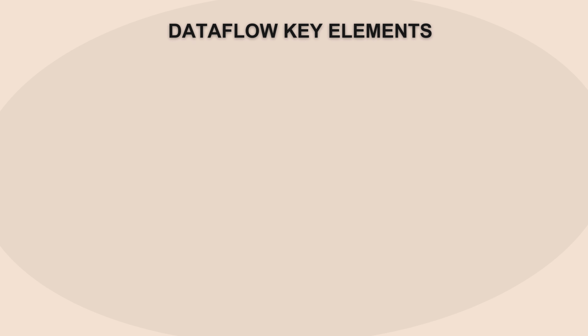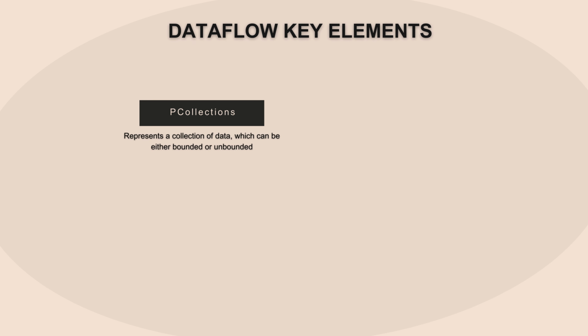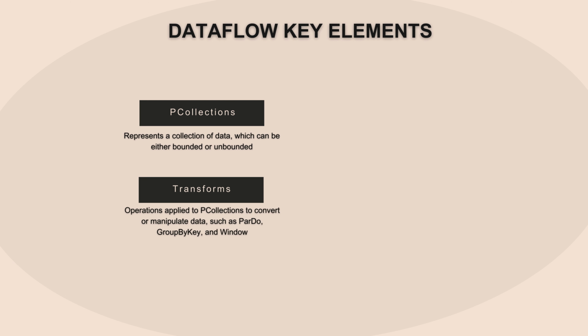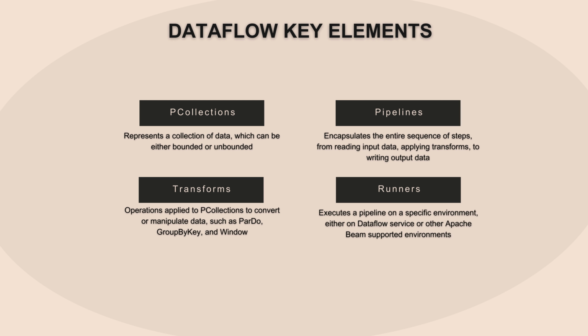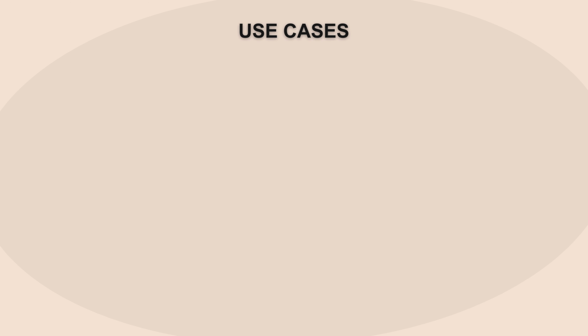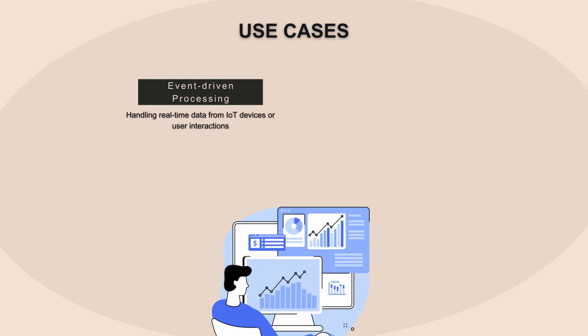Key elements of Dataflow include PCollections, which represent a collection of data that can be either bounded or unbounded. Transforms, operations applied to PCollections to convert or manipulate data, such as ParDo, GroupByKey, and Window. Pipelines, which encapsulate the entire sequence of steps from reading input data, applying transforms, to writing output data. Runners, which execute a pipeline on a specific environment, either on the Dataflow service or other Apache Beam supported environments like Apache Flink.